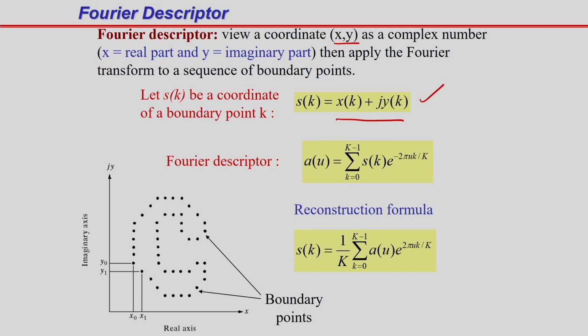And in this figure, you can see I have shown the boundary points, and the x coordinate and the y coordinate. The x coordinate is the real part, and the y coordinate is the imaginary part. So how to represent the boundary by using the x coordinate and the y coordinate, you can see here. Corresponding to this point, the x coordinate is x1 and the y coordinate is y1. So x1 is the real part of the complex number, and y1 is the imaginary part. For this complex number, I can determine the Fourier transform. That is called the Fourier descriptors.